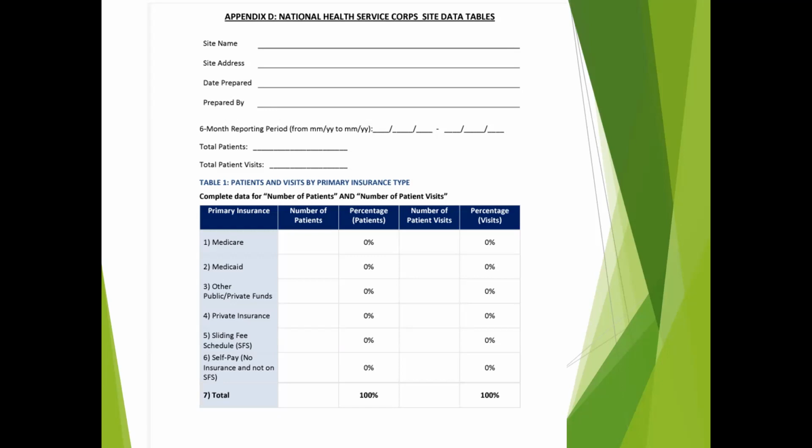So you can see there's different primary insurance types. You're going to put the number of patients that it is for each type, again, during that 6-month reporting period. And then it should auto-calculate the percentage of patients.